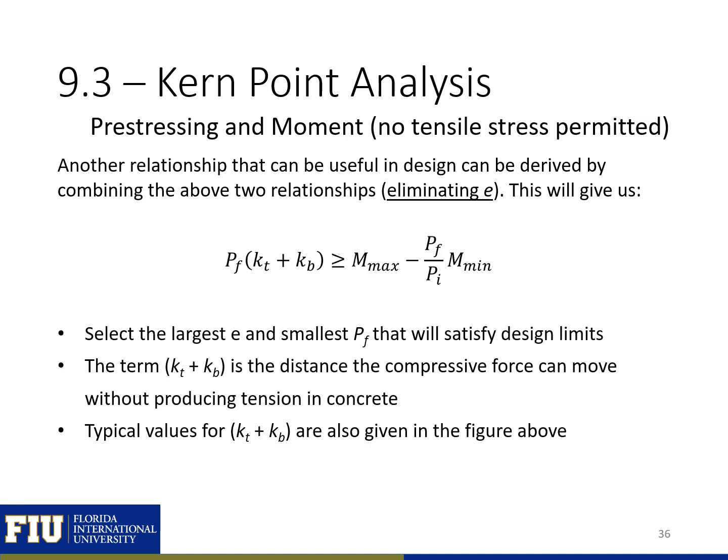Another expression that may be useful during the design process is if we combine the two relationships and eliminate our eccentricity E. So you can see here the PF times KT plus KB needs to be greater than or equal to M max minus PF over PI times M min. So we can use this to select the smallest PF that will satisfy our design limits.